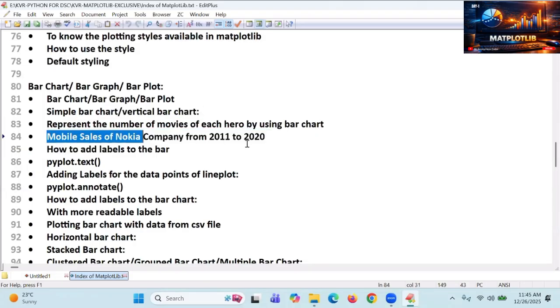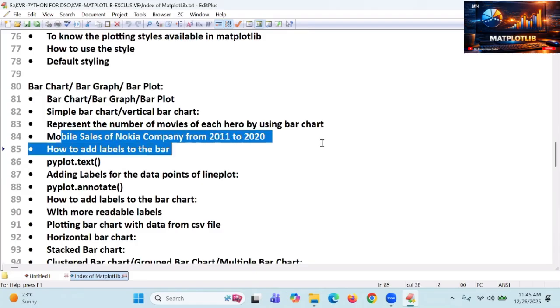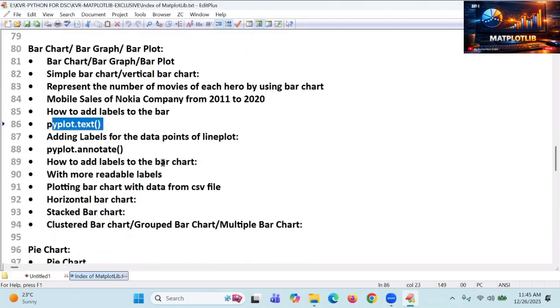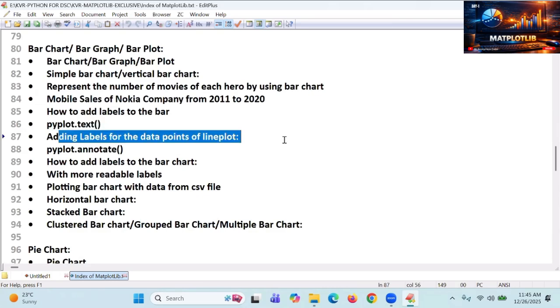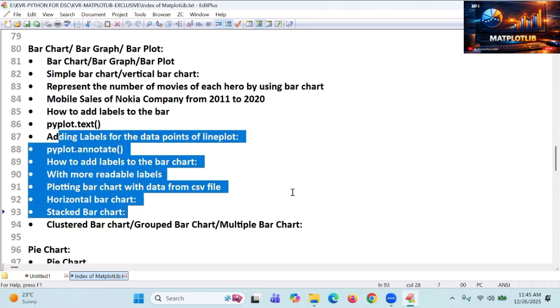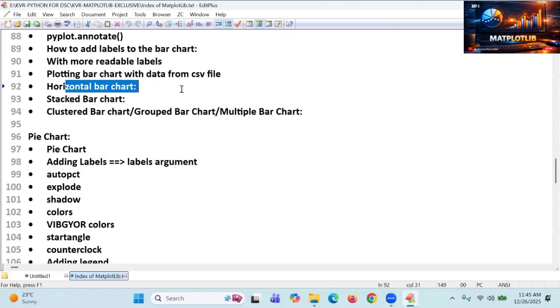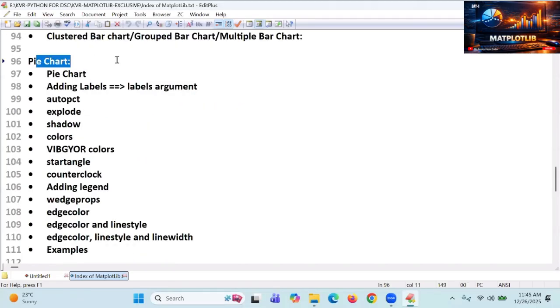Representing this entire thing, some sales data we will take. Some example I said. Different types of values are available here. I'm going to take a horizontal bar plot. One more bar plot I'm going to take is the stacked bar chart. All of them are ready with me. So all these things, multiple bar charts, how to do it.